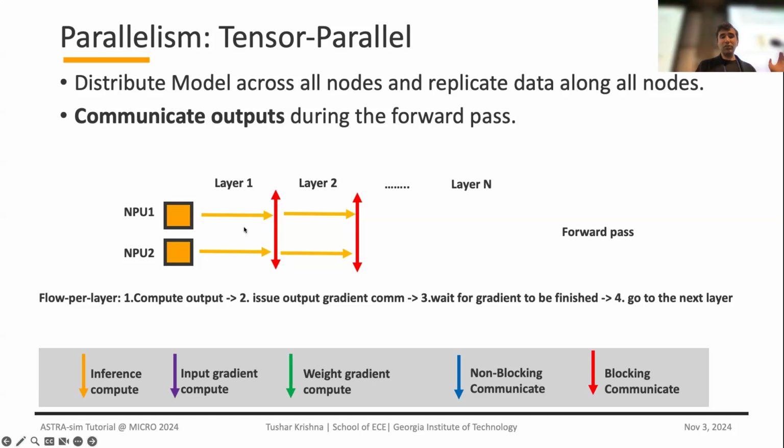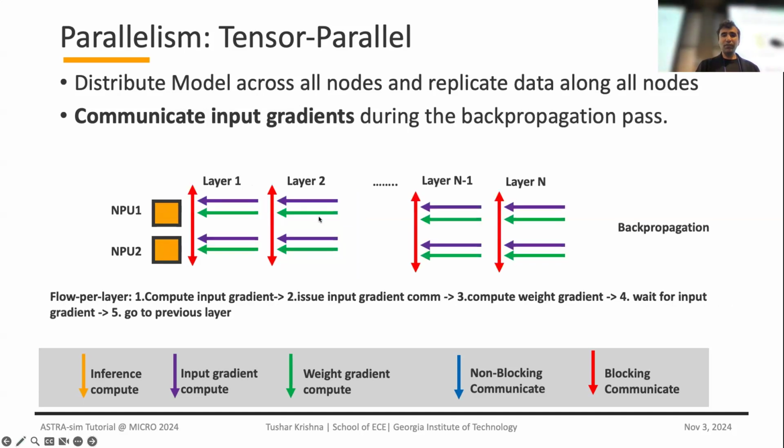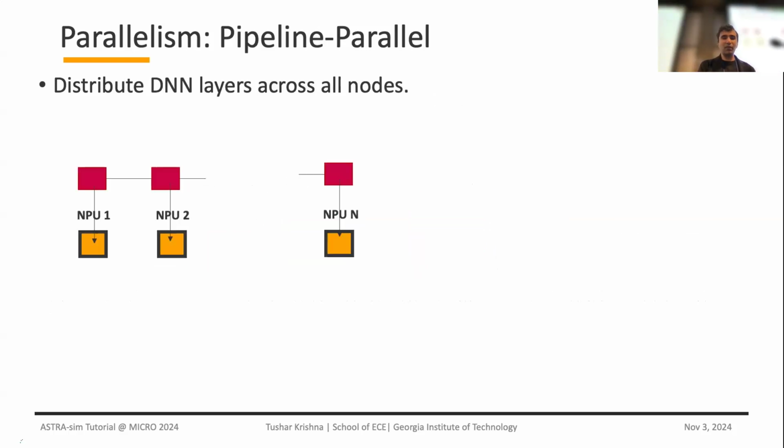So during the forward pass, you're doing the compute for inference, doing a blocking communication, inference, compute, blocking communication, and so on. And then during the backward pass, you're communicating the input gradients, and this is again done in a blocking manner. At a very high level, you can already see that tensor parallel ends up having a more rigorous communication pattern, and that's the cost because the model just couldn't fit, and you don't have a full copy of the model. Another parallelism strategy is what's called pipeline parallel.